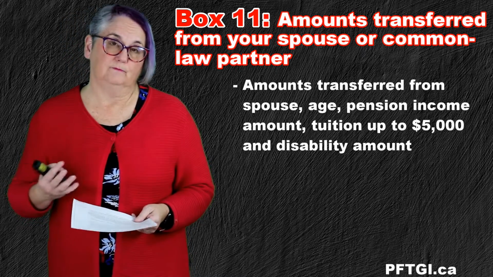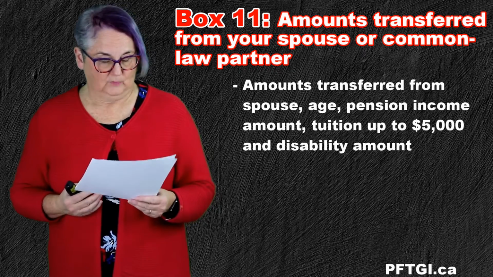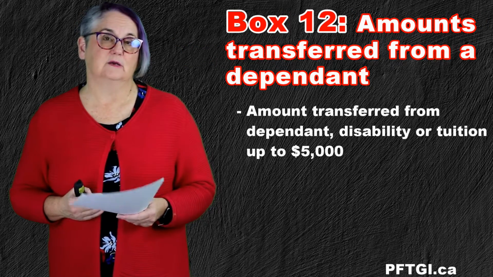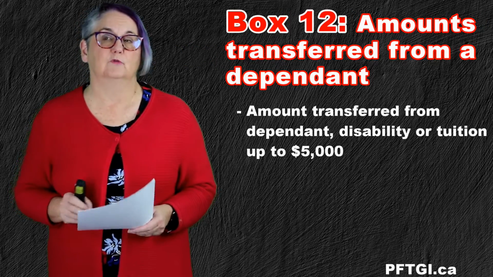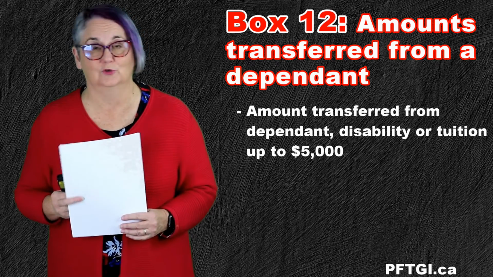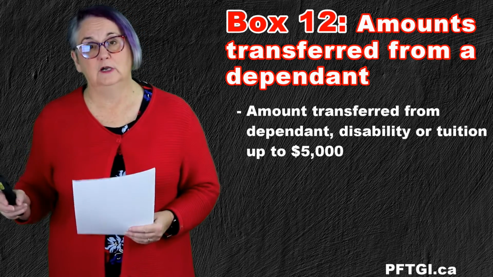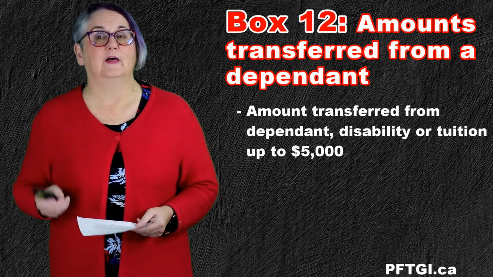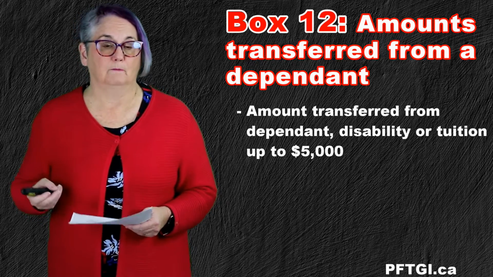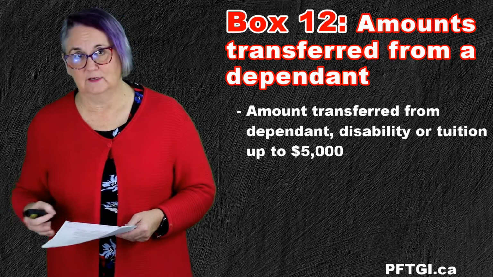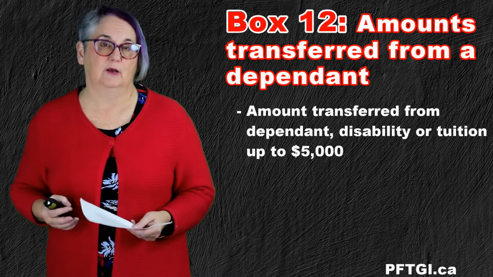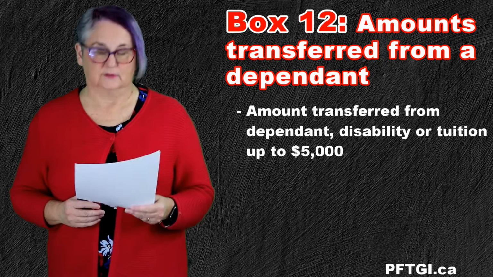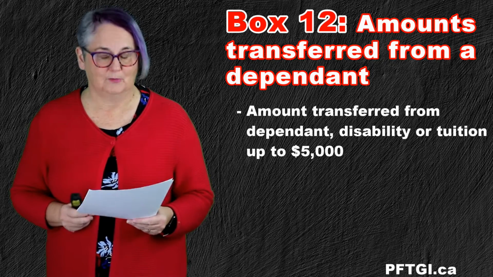And if they're older, there's an age credit you could get as well. And the last box is amounts from a dependent. So those of us who have put children through post-secondary school, there's a tuition transfer. It's only $5,000 a year, but that amount is transferred from the child who does not need it to reduce their income to the parent. And again, it's capped at $5,000, which has been a disappointment to many parents.